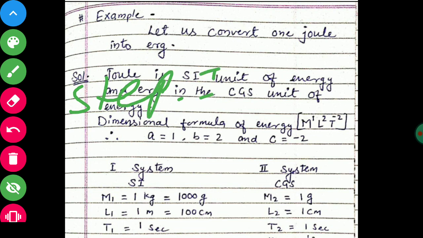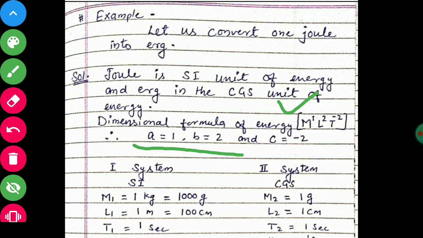Step number 1. First we write the dimensional formula of the given physical quantity. The dimensional formula of energy is M L squared T to the power minus 2. Once we write the dimensional formula, we have the dimensions of the given physical quantity. The dimension A is 1, B is 2, and C is minus 2.